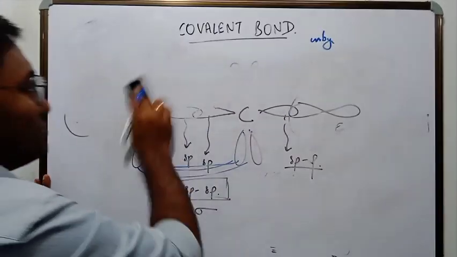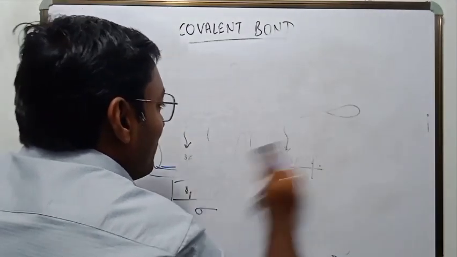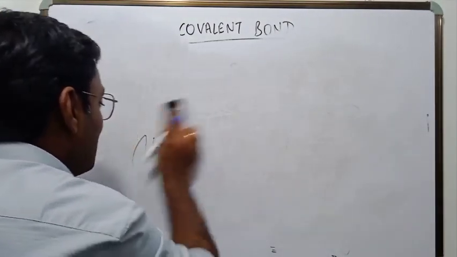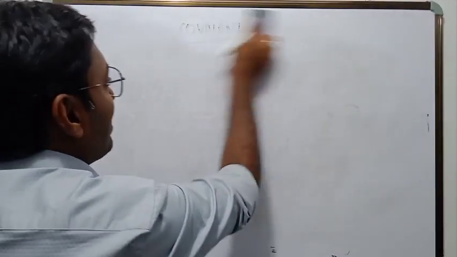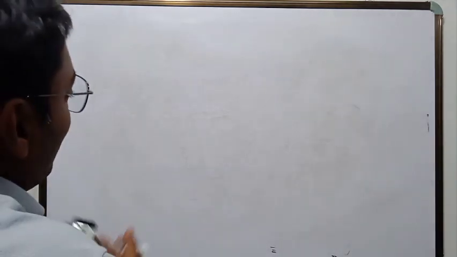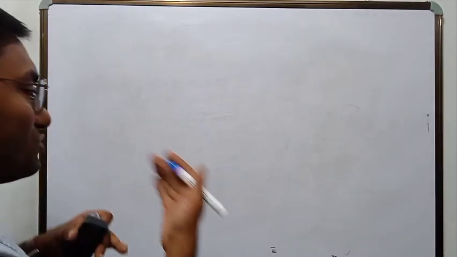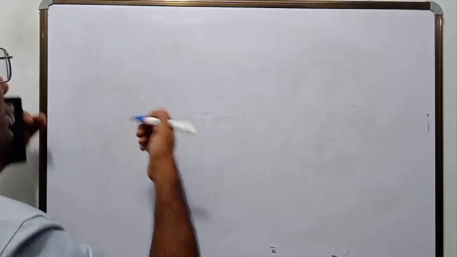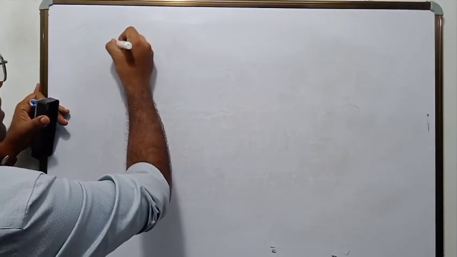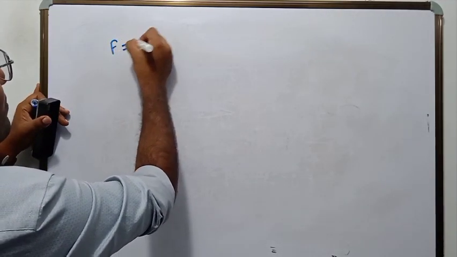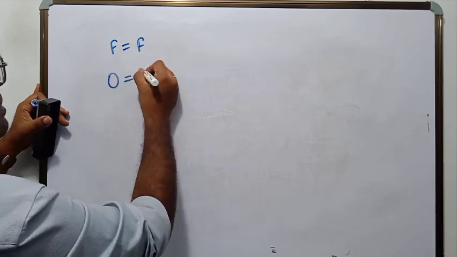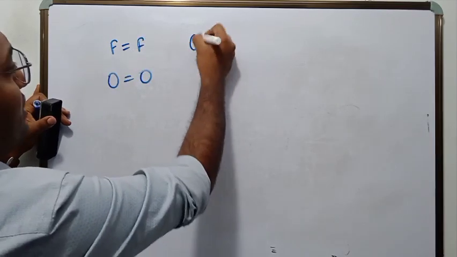So a pi bond occurs only by sideways or parallel overlap of p orbitals. Only p orbitals will go for pi bond formation. Most commonly we see unhybridized p orbitals, but it can also occur without hybridization, for example in fluorine, oxygen, and chlorine.